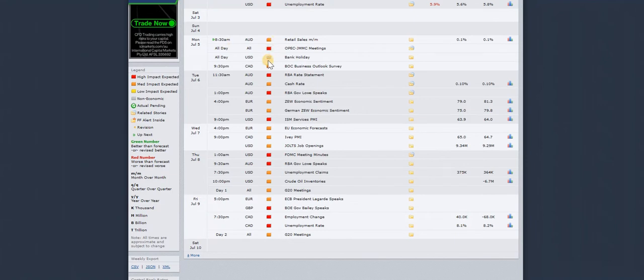I'm only really interested in the high impact, which is the red marked events. So not really much happening. OPEC meetings on Monday. Tuesday is probably a biggie. Australian interest rate news, the cash rate there, and Reserve Bank of Australia rate statement. And Governor Lowe speaks after the event. So that's a big one, could have an effect on the Aussie dollar. ISM services PMI out of the US, also on Tuesday.